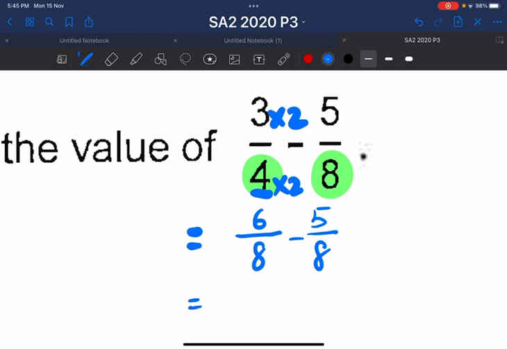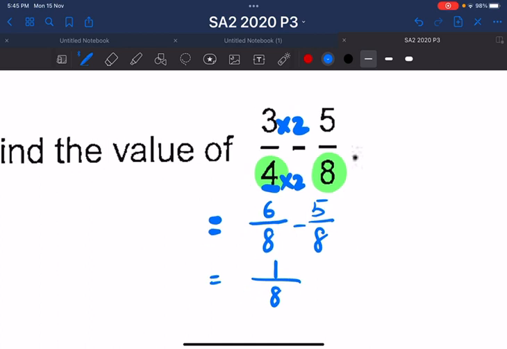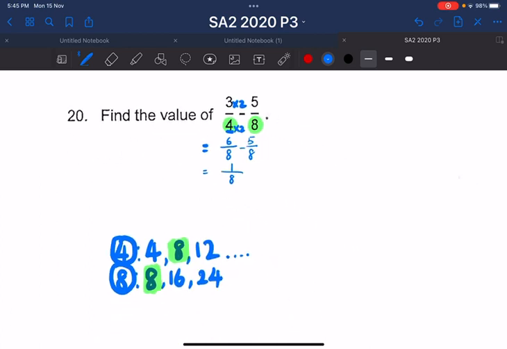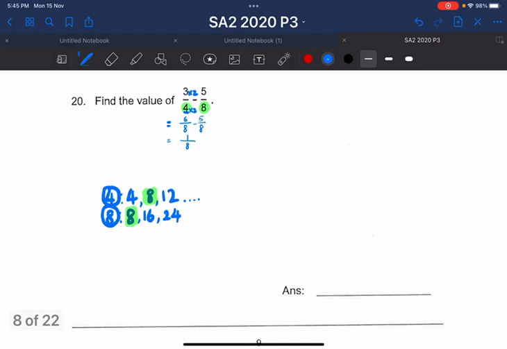We will have something over 8, right? The denominator doesn't change anymore. 6 minus 5 will give us 1. Okay? Now, as usual, I'll always ask all of you this question. Do you have to simplify? Yes. Okay, but for this fraction, is it already in the simplest form? Yes as well. Okay, it's already in the simplest. So there's nothing for us to simplify. So the answer in this case will be 1/8.